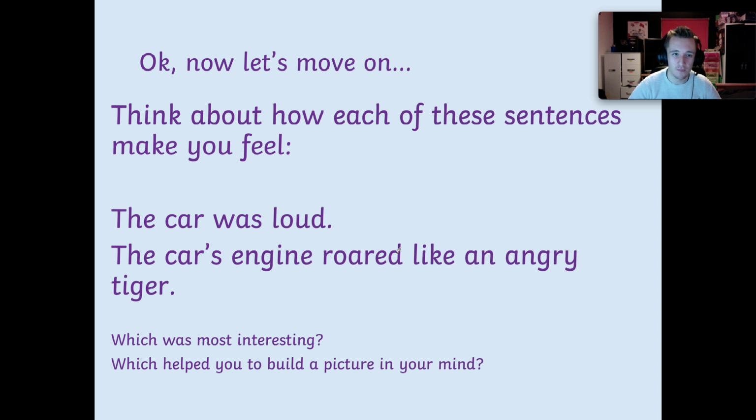Okay, so moving on. Think about how each of these made you feel. The first sentence is: the car was loud. Don't know about you, it makes me fall asleep. It's a bit boring, really. The second sentence: the car's engine roared like an angry tiger. Much more powerful, much more interesting. By using a simile in this case, they've made their writing more interesting, and it's also given me a better idea of how loud this car actually is. You can use that in your suspense writing to make the reader feel more on edge.